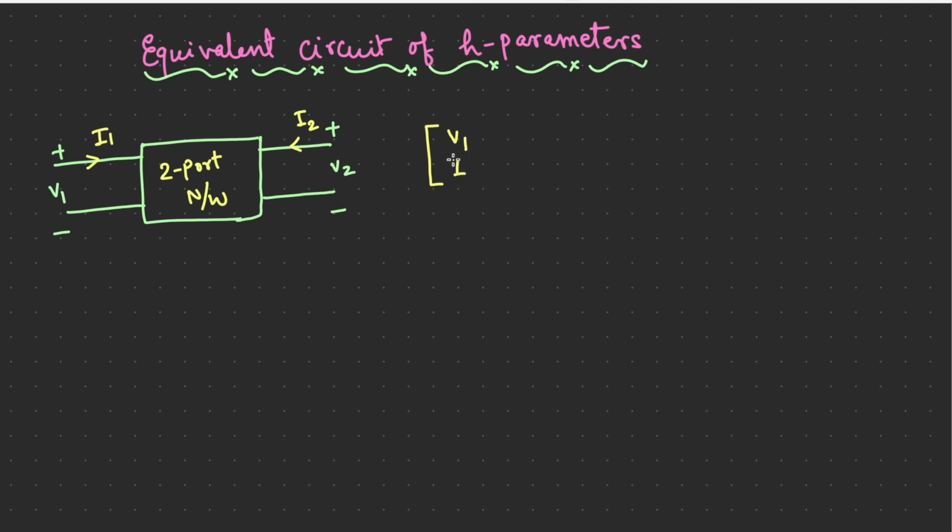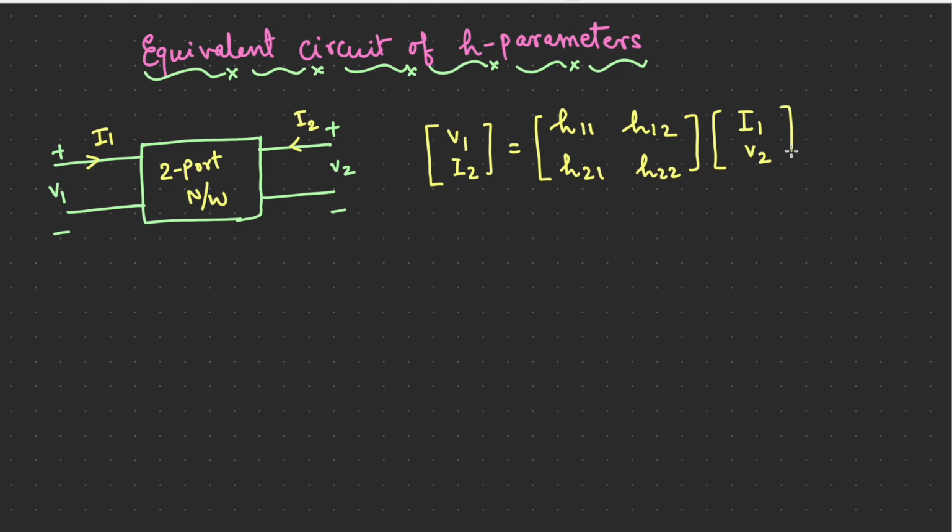So using V1 and I2 on the left side and I1 and V2 on the right side, here it is H11, H12, H21, H22, and on the right-hand side we have I1 and V2. So the two expressions will be V1 equal to H11 I1 plus H12 V2. The second expression will be I2 equal to H21 I1 plus H22 V2.